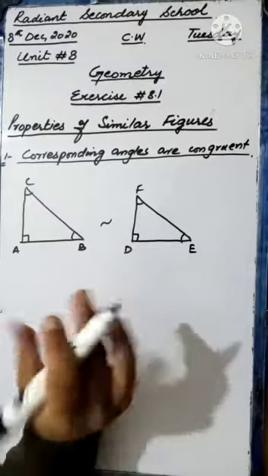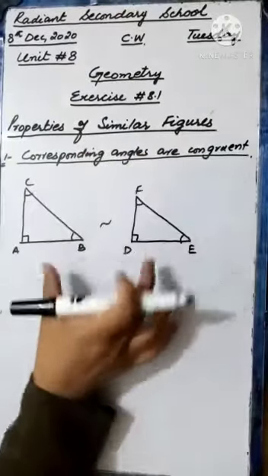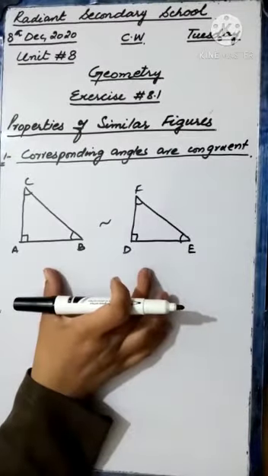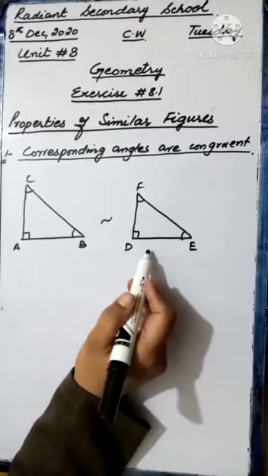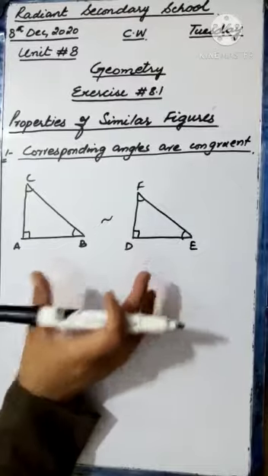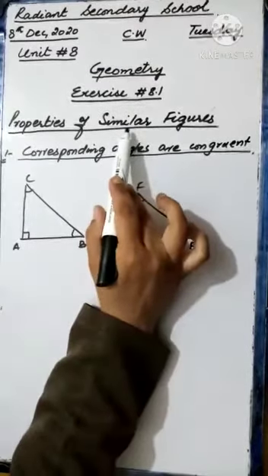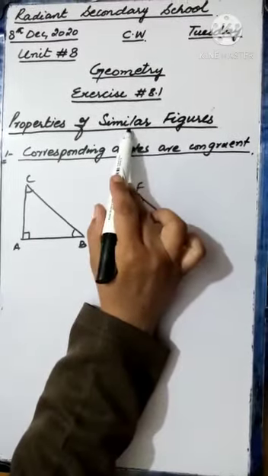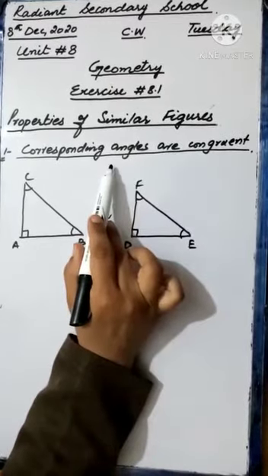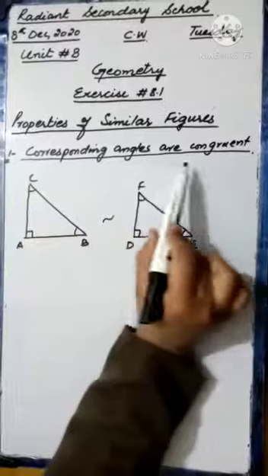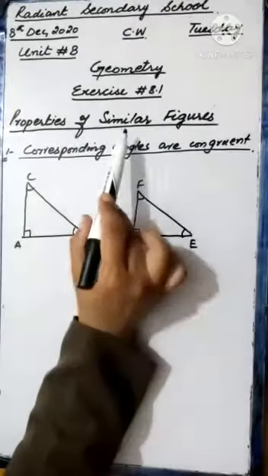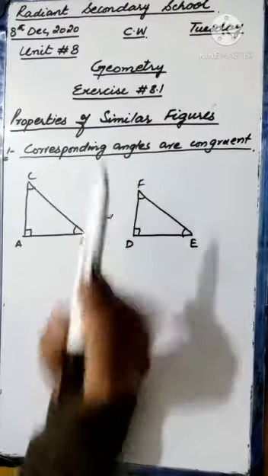Vice versa means if it is given that these two triangles are similar, we can say that the corresponding angles will be congruent. Is that clear, students? Vice versa means if the figures are similar, we can say that their corresponding angles are congruent. And if the corresponding angles are congruent, we can say that the figures are similar.